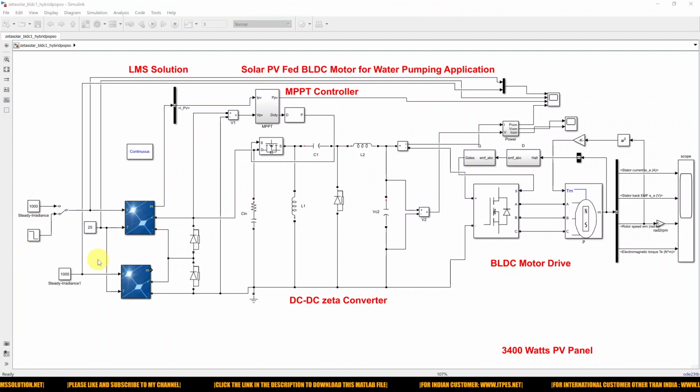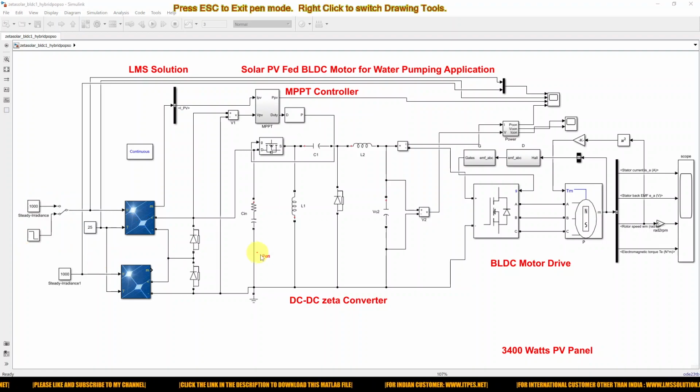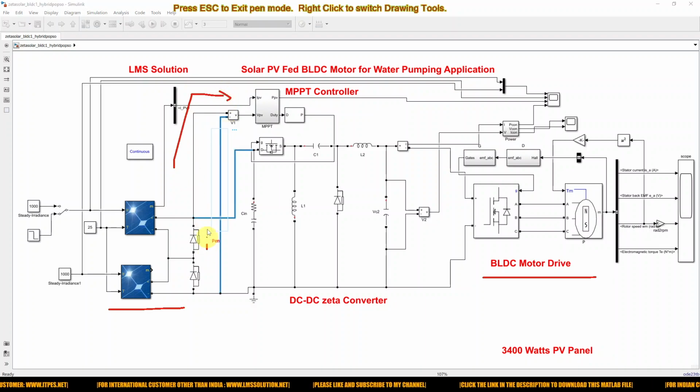Okay. So here we have used the Zeta converter in between the BLDC motor drive and the PV panel. The Zeta converter is going to be operated in both modes, like the buck mode as well as the boost converter mode. And here you can see that we are going to measure the PV panel voltage and the voltage across these two panels, and it is given to the MPPT algorithm.